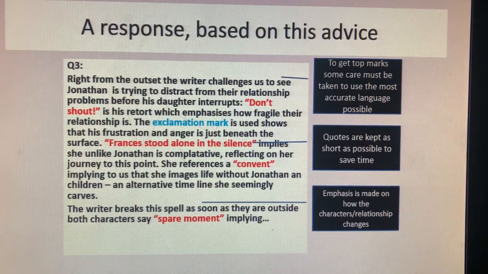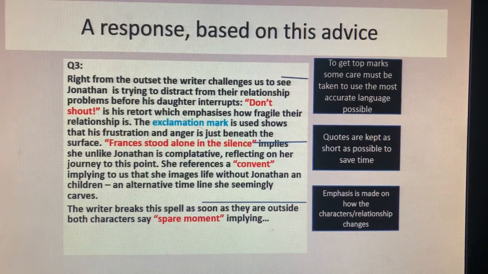So, exclamation mark is the only piece of technical language used here because I just happened to notice that one of my quotes used that. So I didn't look too hard for the technical language in this case. You can see it's not a full response, but this gives you an idea of how to actually write it.